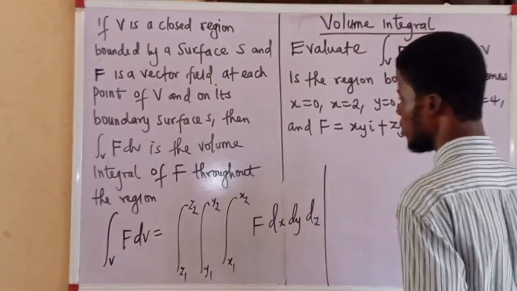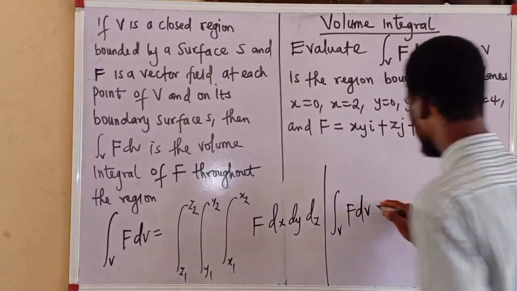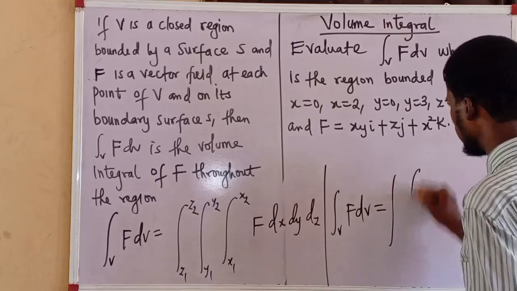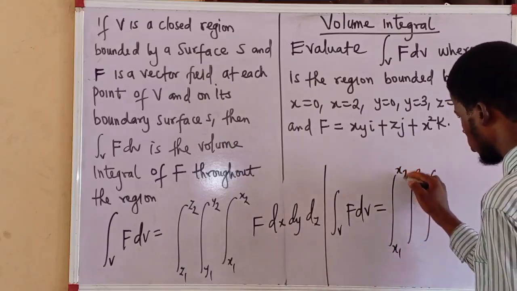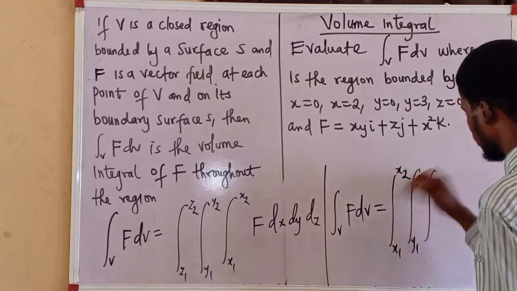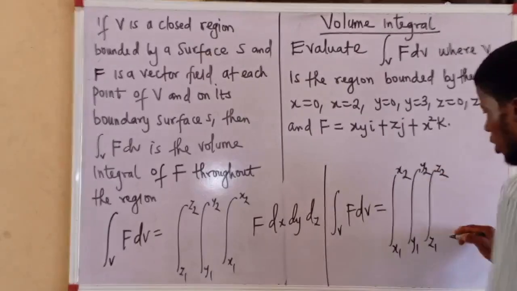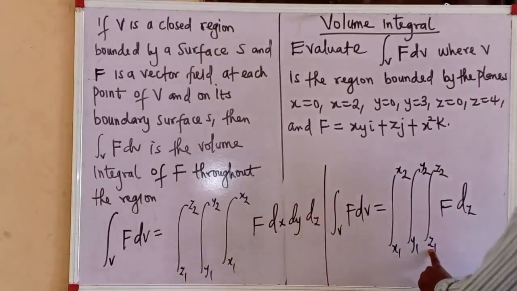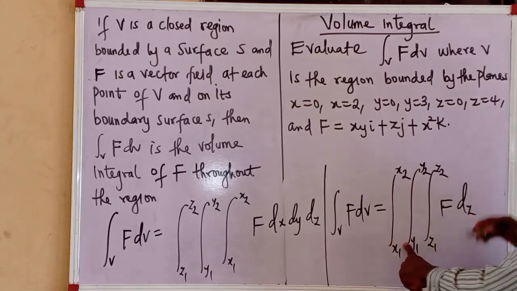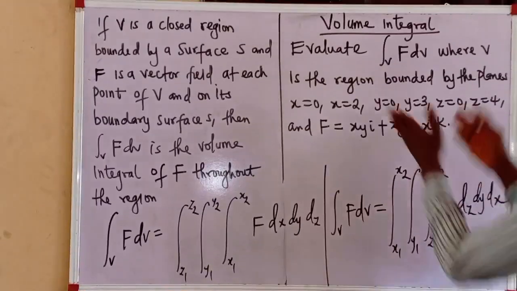Sometimes we write it like this. The volume integral of F dV is the triple integral. We start with x1 to x2, y1 to y2, z1 to z2. So we now have this, the z, you get it, then dy dx. So let's solve this question.